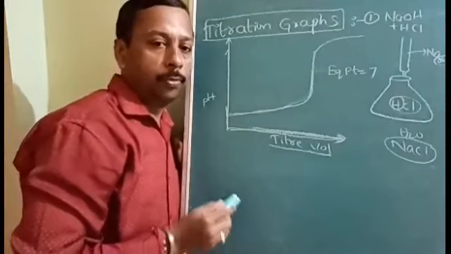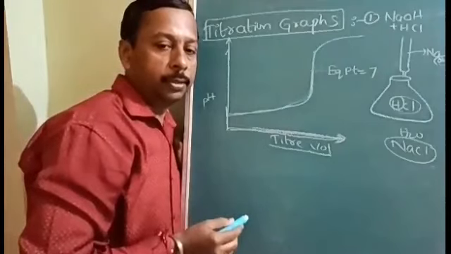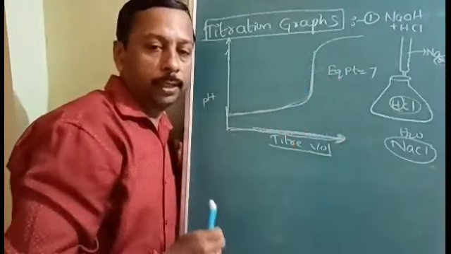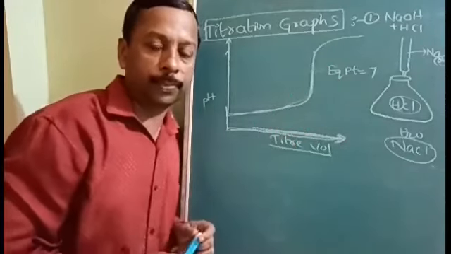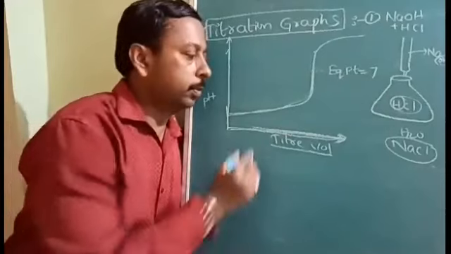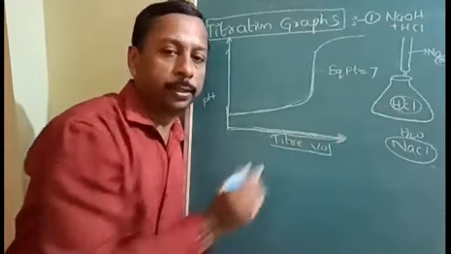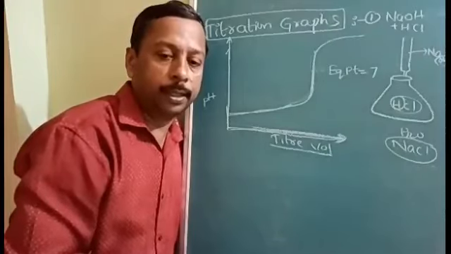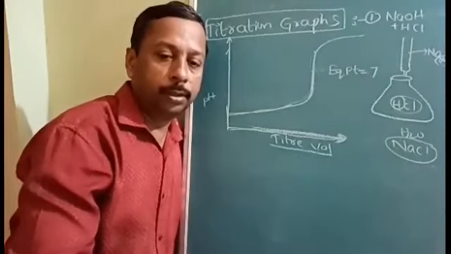If only one is weak and one is strong, then this length will decrease. If both are weak, then the length will decrease further. Is it understood? This is about the equivalence point. This is about the graph, and this is the procedure for how to draw the titration graph. Is it simply understood? Note this down, and I will add some more things.